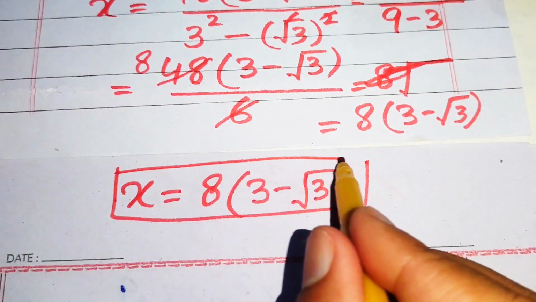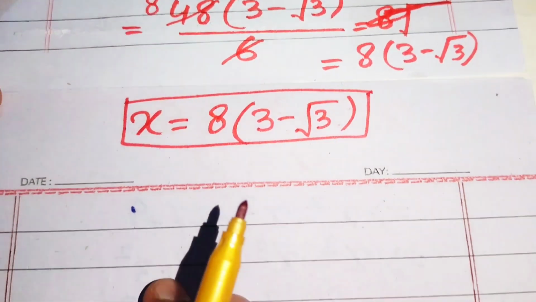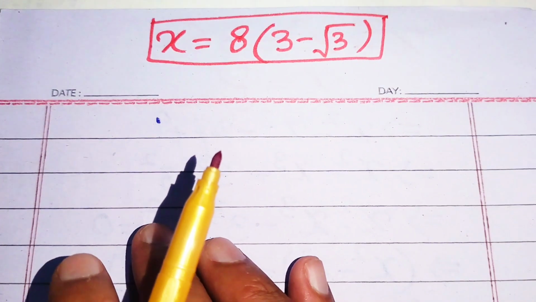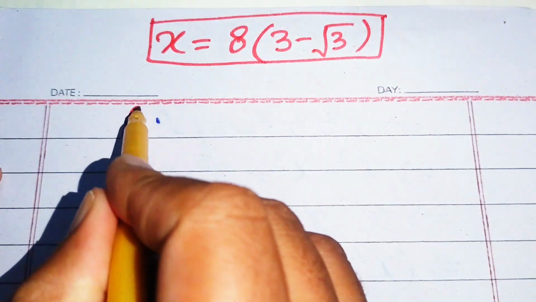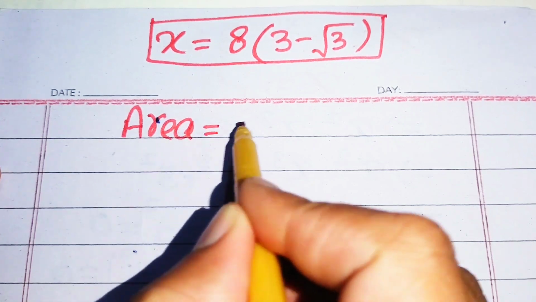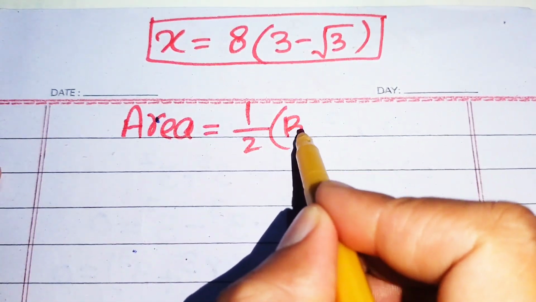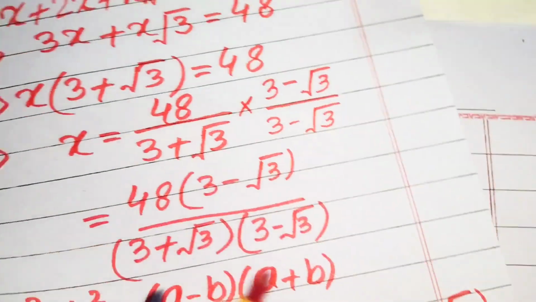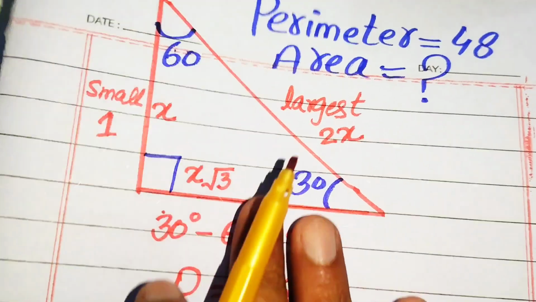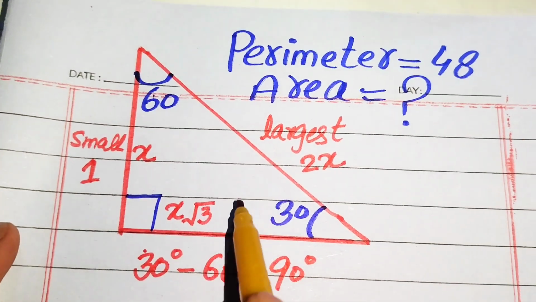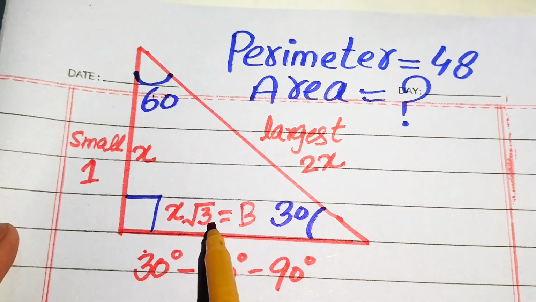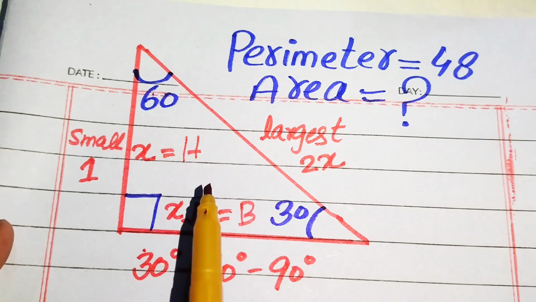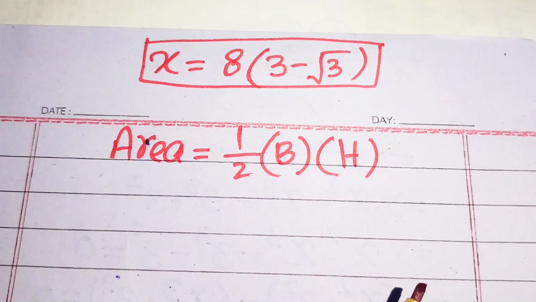After that, because in this question our target is to find the area of the given triangle, in order to find the area, we know the formula for the area of a triangle. The formula of the area is 1 over 2 times base multiplied by height of the given triangle. If you focus on the given triangle, our base is x into square root of 3, and our height is x. So we substitute the base and height in the formula of the area.